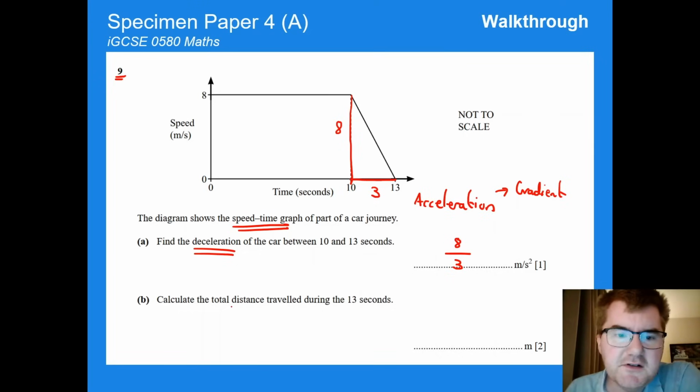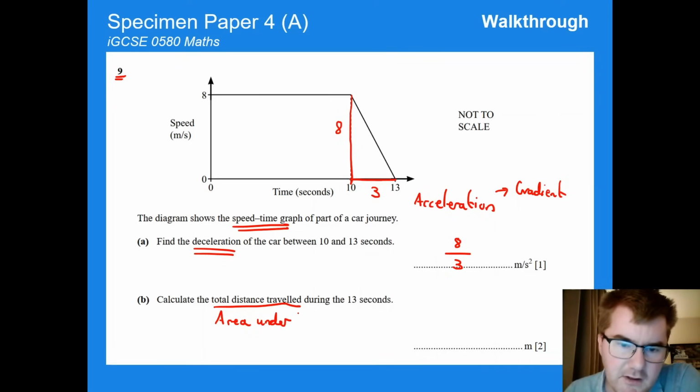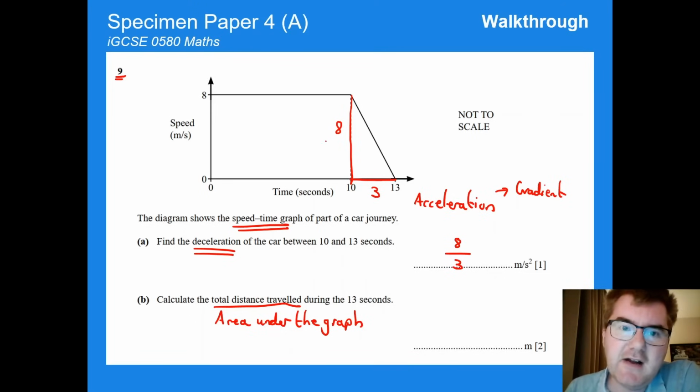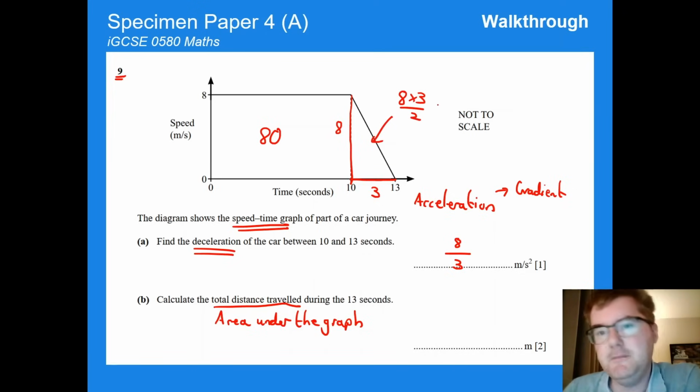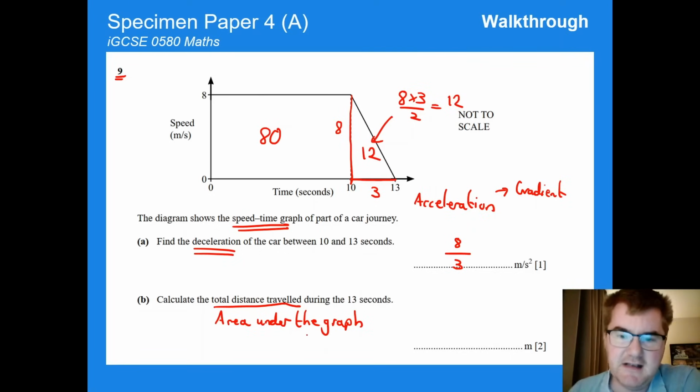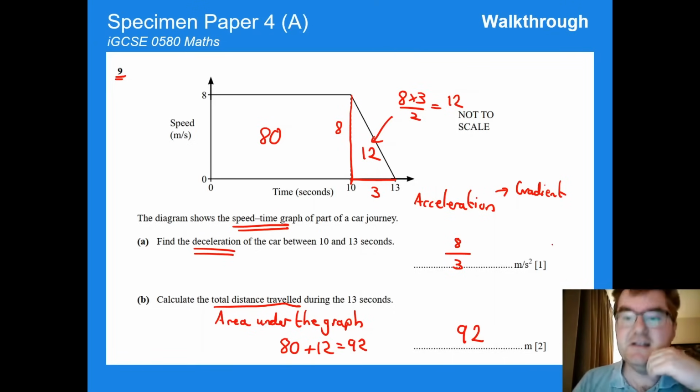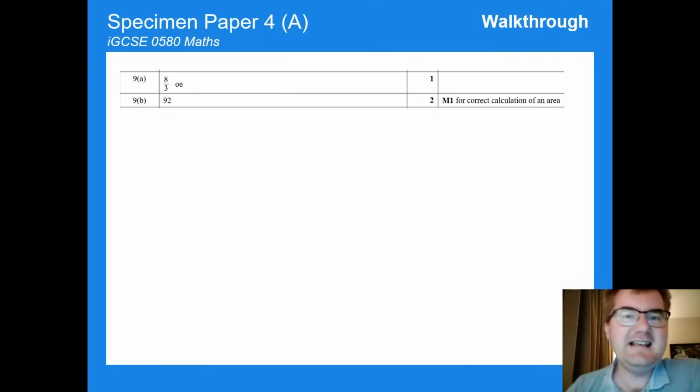Total distance traveled. So as soon as I see this phrase, I'm just looking for area under the graph. So again, trigger words and just working out what the trigger word is. So to work out the area under the graph, we have a rectangle. So we have 8 times 10. So this here is equal to 80. Now we have a triangle. So that's going to be 8 times 3 divided by 2. Base times height divided by 2. That's equal to 12. And then we just add those together. So 80 plus 12 is equal to 92. So we put in 92 meters. I think that's a very nice, easy 3 marks.